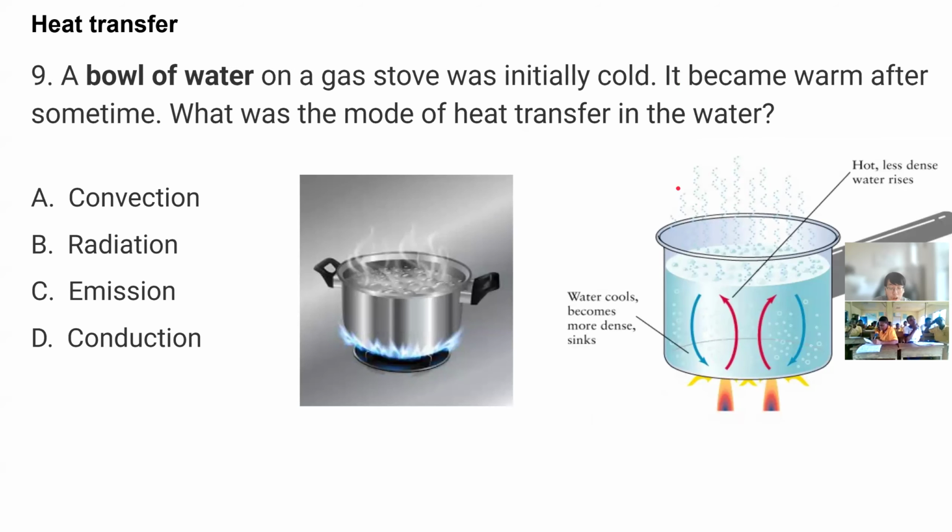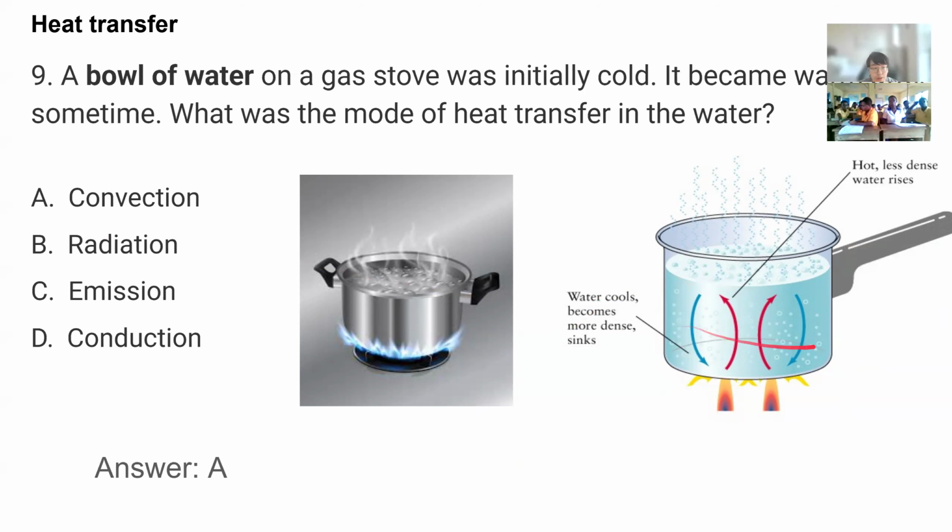Now we are moving on to the topic of heat transfer. A bowl of water on a gas stove was initially cold. It became warm after some time. What was the mode of heat transfer in the water? We haven't really learned this together, but the answer here is A. It's convection.